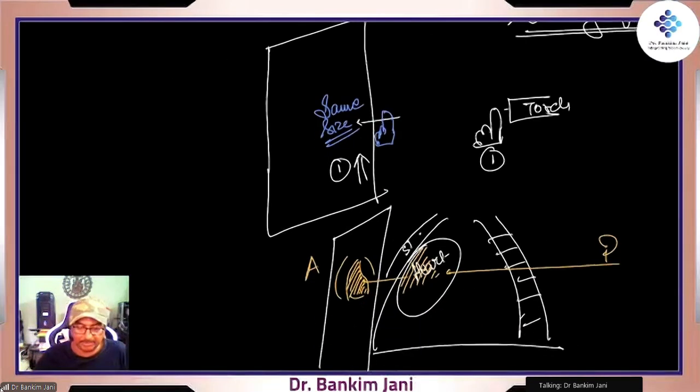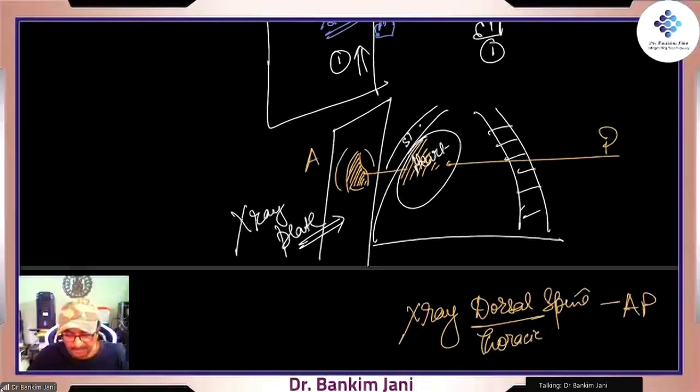So that's the important part. Any structure which is near to the X-ray plate, this is the X-ray plate, right? Any of the structure which is near to the X-ray plate would remain sharp and unmagnified. Right? So here we want that the heart should be near to the X-ray plate. That's why we are taking a PA view. Right?